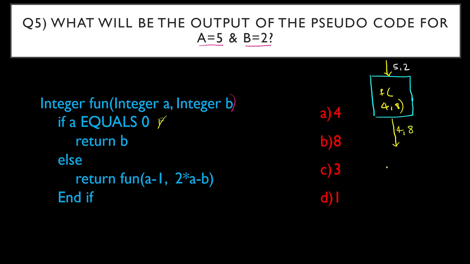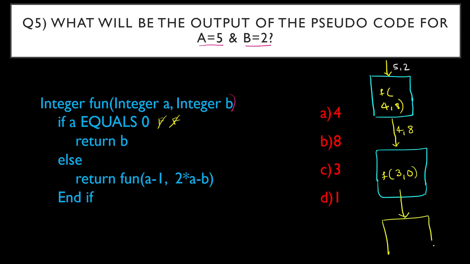Whenever you pass 4 comma 8 in this function call, again it will be checked. If A is equal to 0, it is not, so this condition becomes false. Again you are going to pass f of A minus 1, that is 3, and 2 into A minus B, that is 4 into 2 is 8, 8 minus 8 is 0. So you're essentially passing f of 3 comma 0 to the next function call.